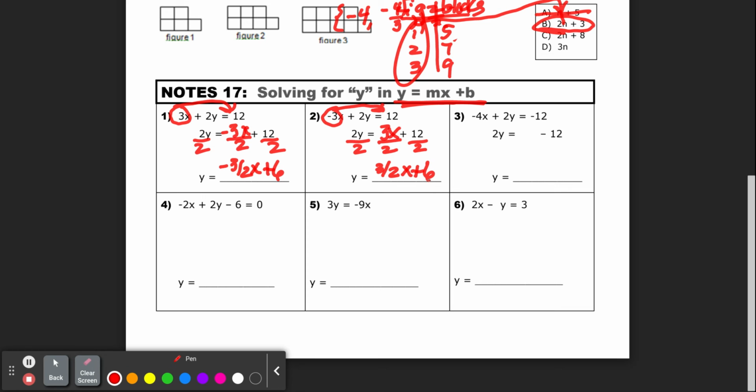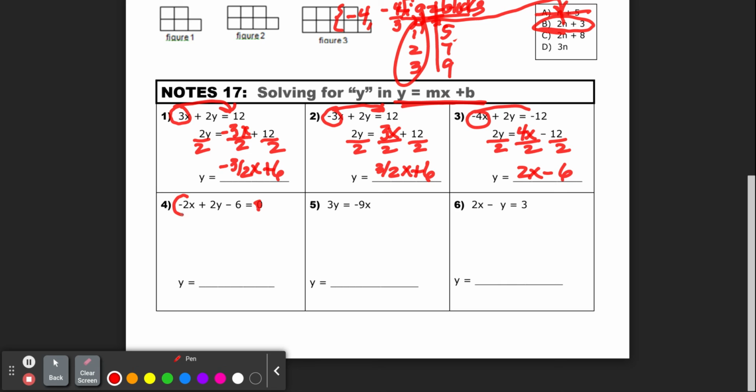Number 3, we're going to take this -4x, negative on the left, positive on the right, go through and divide everything by 2. So 4 divided by 2 is 2, minus 12 divided by 2 is 6. Number 4, we're going to move more than one term at a time. That 0 is just a placeholder.